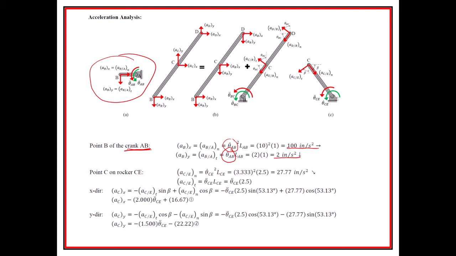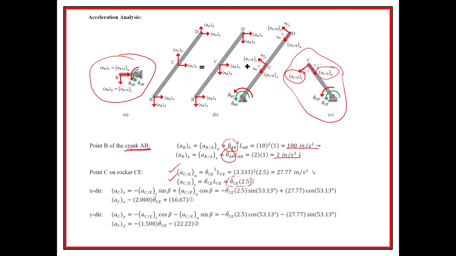Then we go to rocker CE, so we skip over and come over to this one and do an analysis of it. Now they do have some angles. We could find out what the values of the tangential and the normal are right here. So we do that, but we don't know this angular acceleration, so we have to keep that for a little bit.